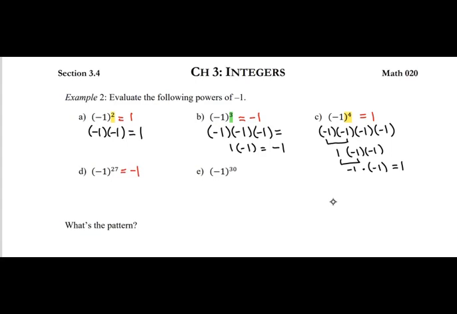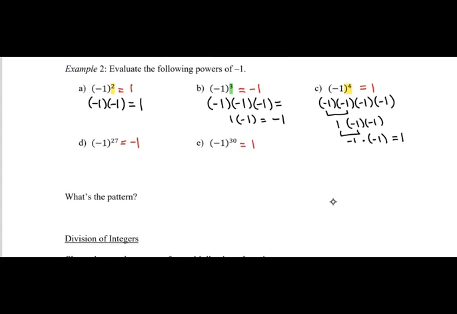In part E, negative 1 raised to the power of 30. The exponent is an even number, so that means the answer is going to be 1. Okay? So the pattern is here. If you multiply an even number of negatives, the answer is positive. If it's an odd number of negatives, the answer is going to be negative.